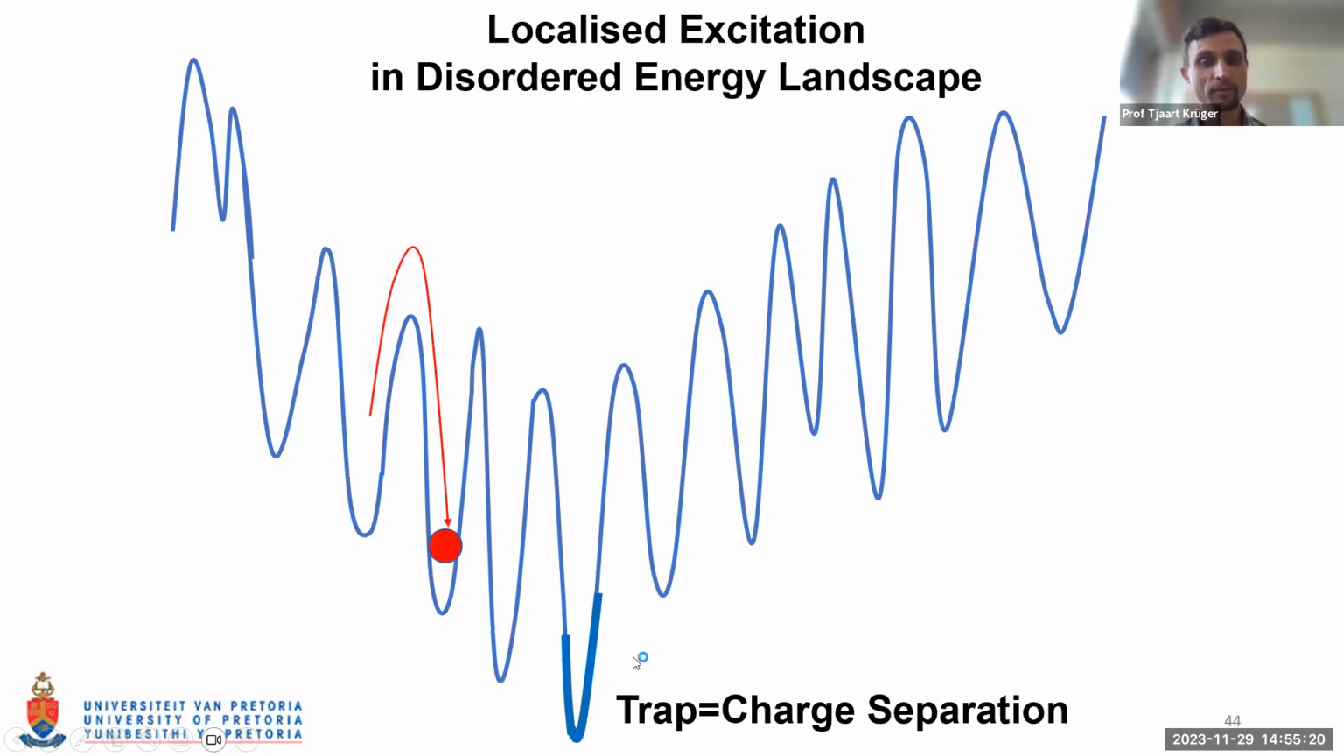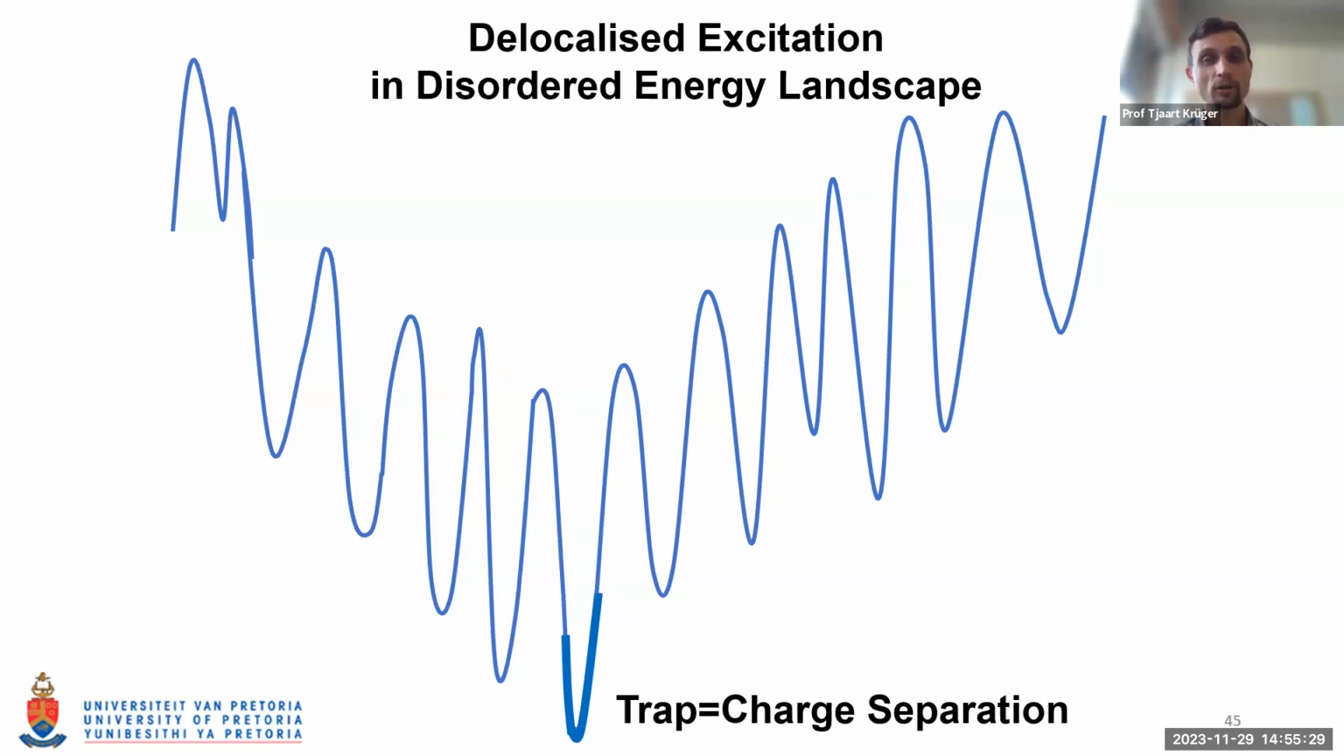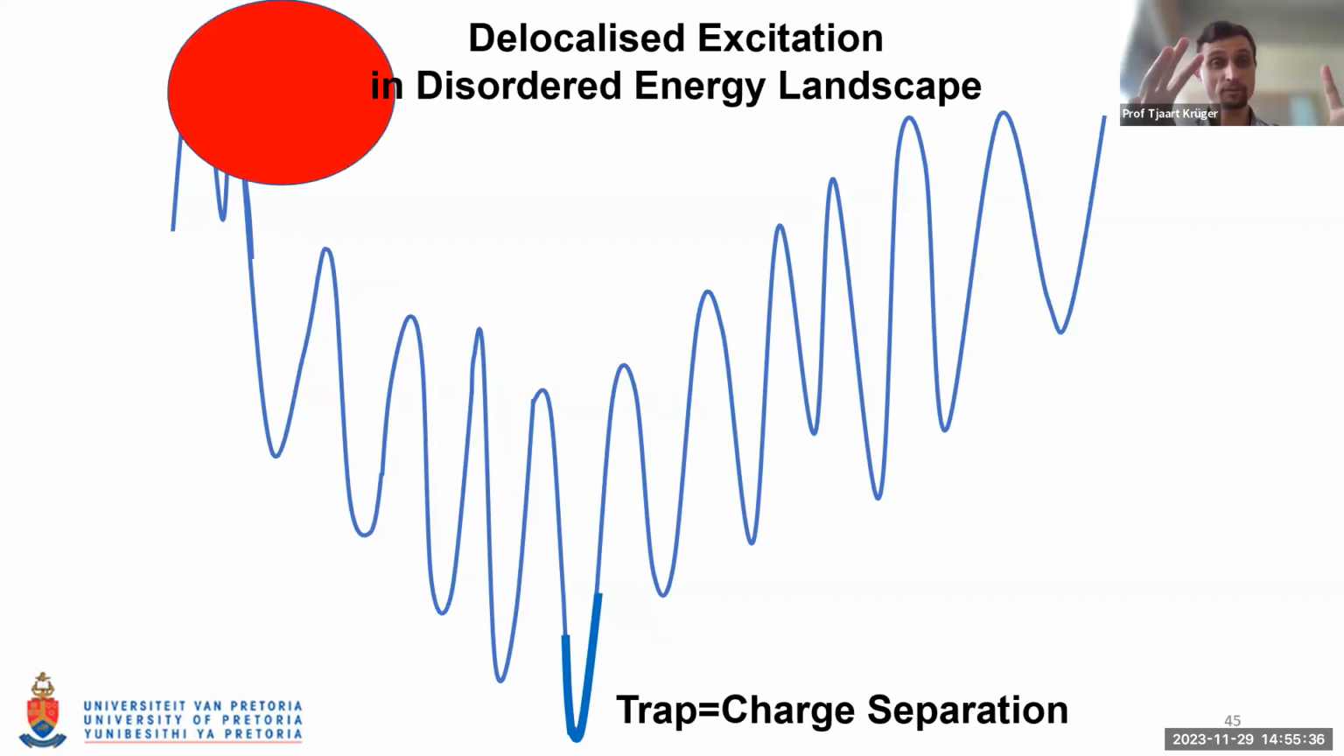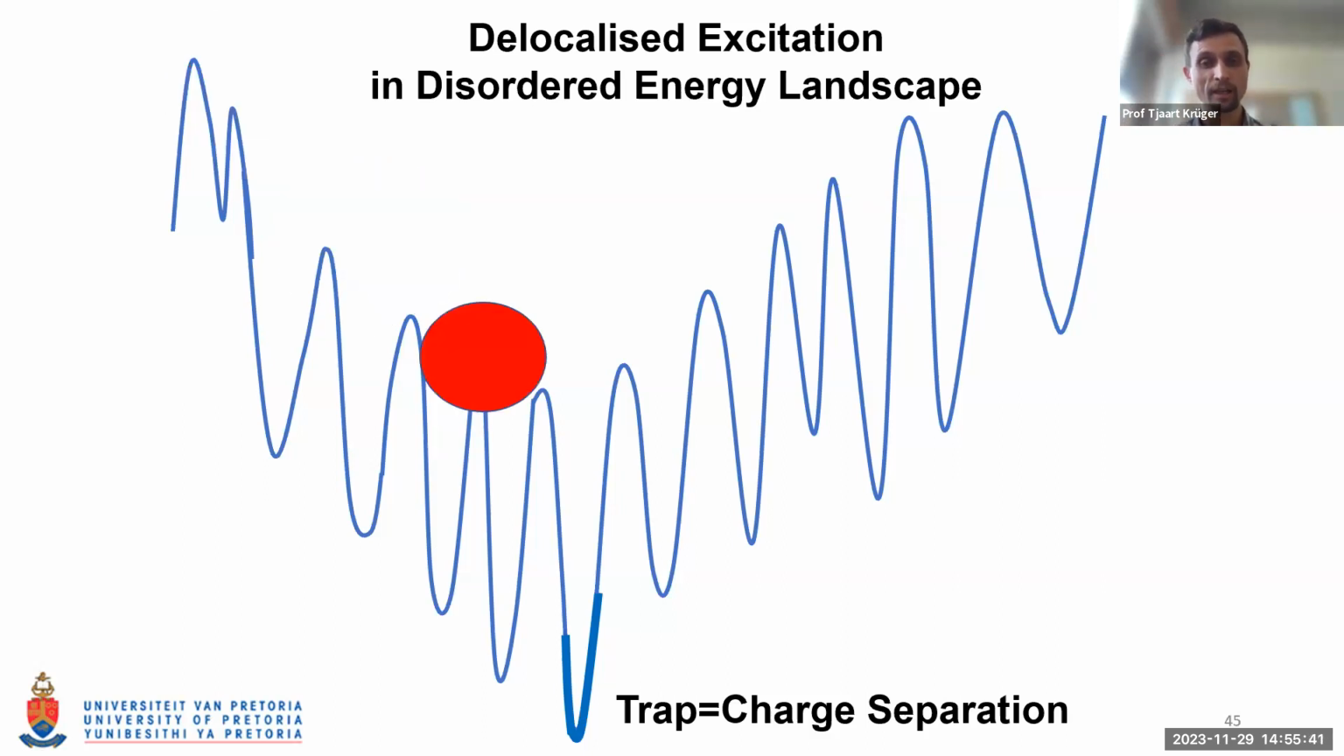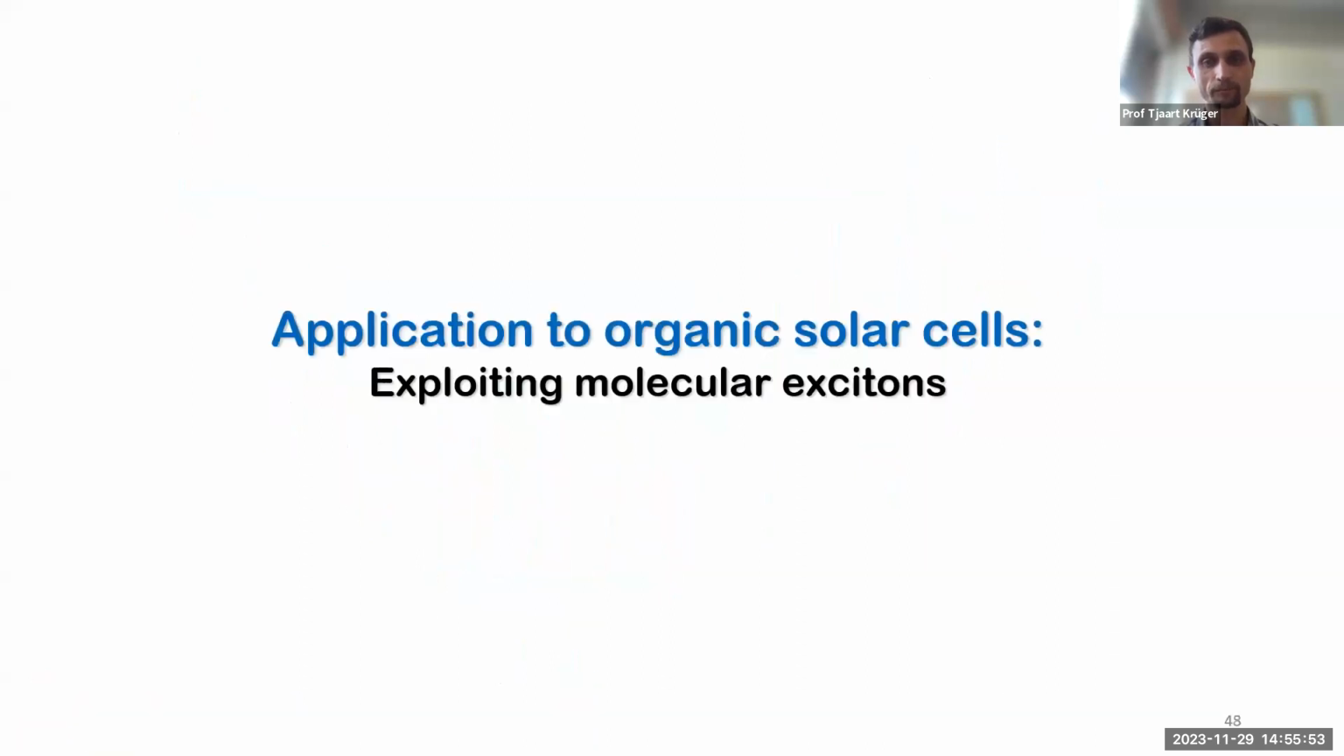place. Okay, and in each of these traps, electron-hole recombination can take place and the charge can be lost, or the energy can be lost. Okay, now if one considers these spatially delocalized excitations, one can conceptually see it as a spatially big excitation, which can smoothly roll over the disordered energy landscape and avoid the energy traps until it gets to the real place where it must be trapped in order for charge separation to take place.